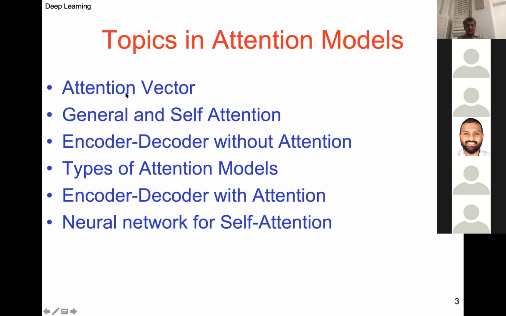So the topics here is, what is an attention vector? That's the C vector we just saw earlier on, attention vector. And we'll talk about general attention and self-attention. And encoder-decoder model is a simple model without attention. And the types of attention models, and encoder-decoder with attention, and neural network for self-attention. All right, so it's all about attention.